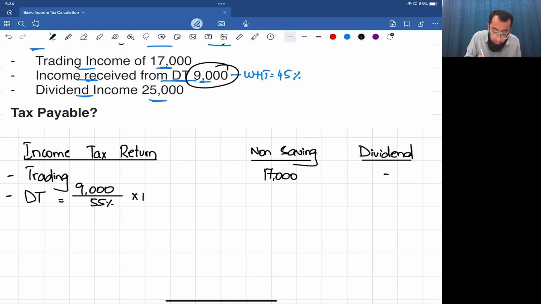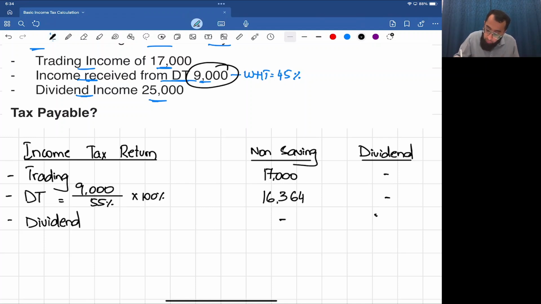Think logically. 45% was deducted at source. So, whatever you got was 55%. So, divided by 55 multiplied by 100. Okay. So 9,000 divided by 55 multiplied by 100 is 16,364. Okay. And then comes the dividend income, which is 25,000. It goes in the head of dividend.